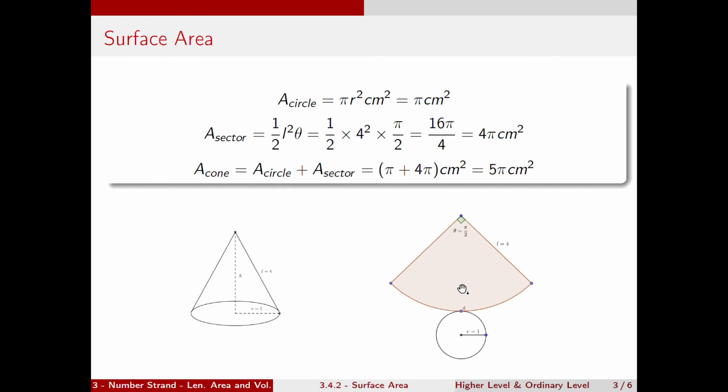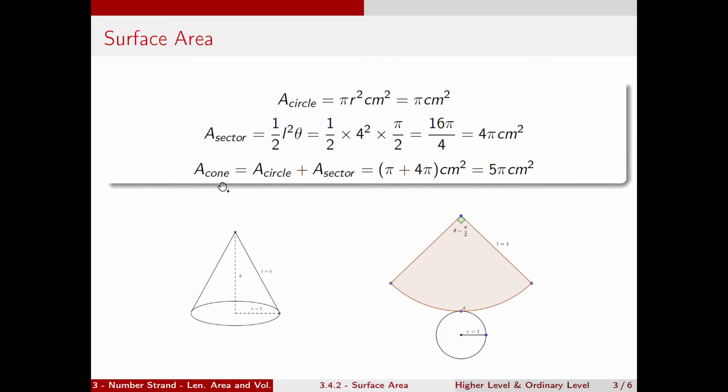Now we saw that when we measure theta in radians in a sector, the area of a sector is equal to a half L squared theta. So for us we get a half times L, or R, it's often written as, which for us is the radius of the larger circle that the sector is in. So for us we have 4, so we have a half times 4 squared times theta, which is for us pi over 2. That gives us 16 pi over 4, which is equal to 4 pi centimeters squared.